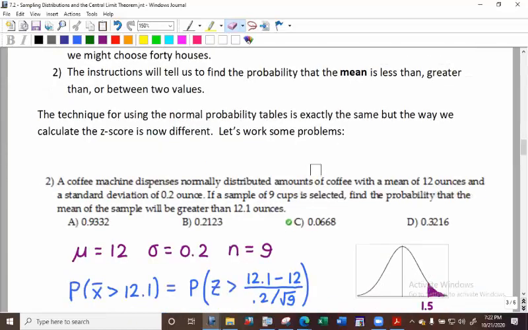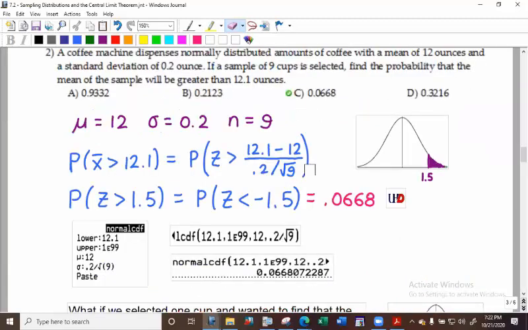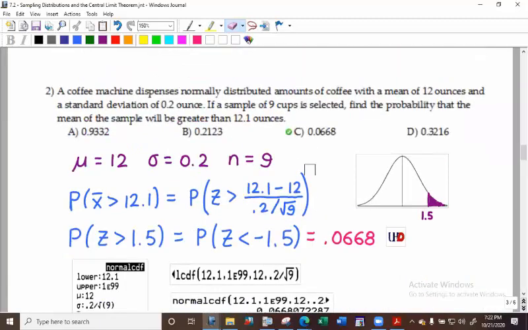Now this problem I did both ways. A coffee machine dispenses normally distributed, with a mean of 12 ounces and a standard deviation of 0.2. A sample of 9 cups is selected. We don't have to worry about being more than 30 here, because it's already a normal distribution. So we're good there.